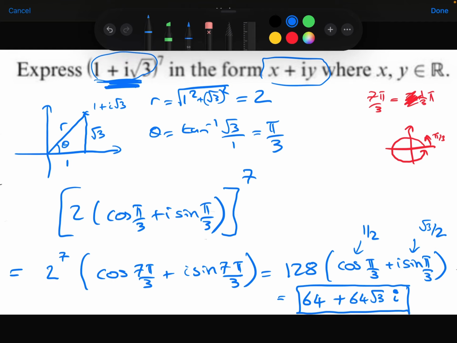And there we go. So by writing complex numbers in modulus argument form, that allows me to use de Moivre's theorem. So take the 2, put it to the power 7, take the argument, multiply it by 7, which then allows me to figure out the result in a quick and easy way.